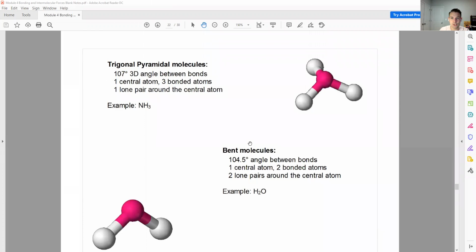Two more of our basic shapes, and then we're going to go into shapes that can break the octet rule. So trigonal pyramidal, here's our first one that has a lone pair. It's 107 degrees between the bonds, one central atom, 3 bonded atoms with 1 lone pair. And our example is NH3, which is ammonia. So nitrogen bonds to 3 hydrogens, and then nitrogen has a lone pair here.